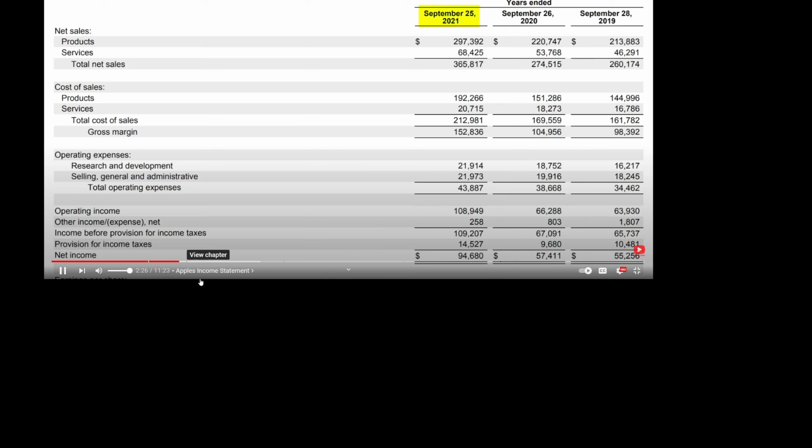I have been analyzing companies for years and got a degree in accounting from college, and I still don't understand why some companies do this. It's not super important, but just something to keep in mind. Now let's get into the details of the income statement.